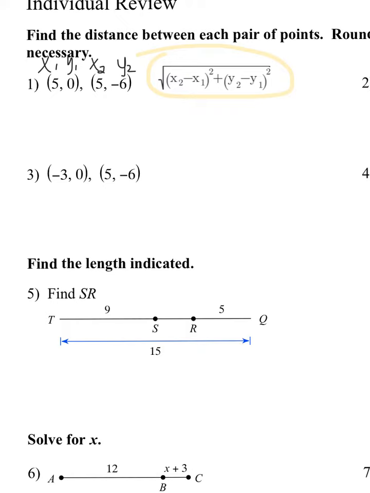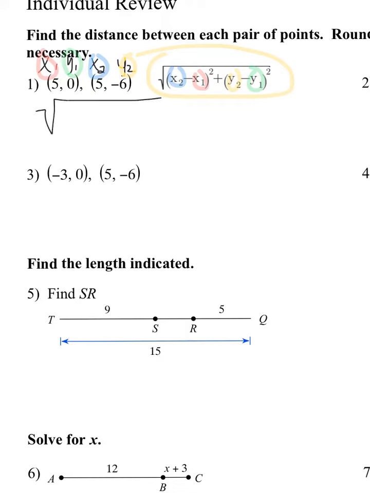So now that I've labeled these, I'm going to plug them into my equation where they belong. So here I have x1, here I have x1, and here I have x1. Here I have x2, here I have x2. Here I have y1, here I have y1, and here I have y2 and y2. So I'm going to plug each of those in to their corresponding parts.